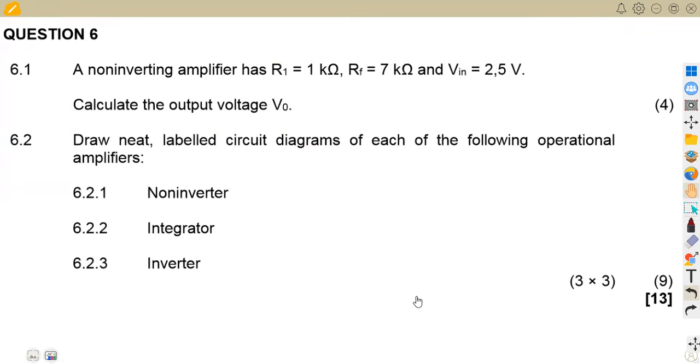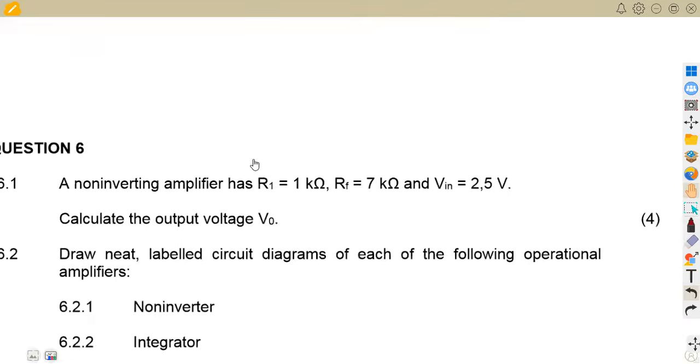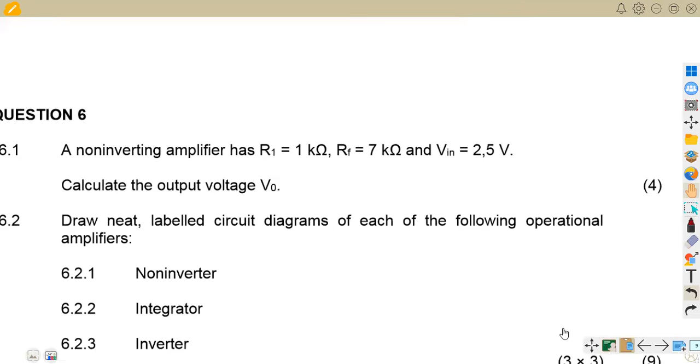Then we've got another question, which is Feb 2022 exams, 6.1. It was a non-inverting amplifier. Take note, a non-inverting. We talked about this before on our first question. Now they want us to calculate the output voltage in this case. Remember, we talked about this non-inverting on our April 2020, the last question that we just talked about here.